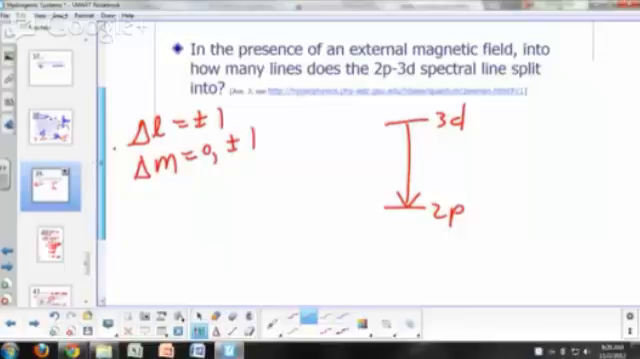Normally all the 3d orbitals will have the same energy, they're degenerate. All the 2p orbitals will have the same energy, they're degenerate. And so you're just going to see one spectral line. Delta E from 3d to 2p is just going to be one possible value. But what happens due to the magnetic field?